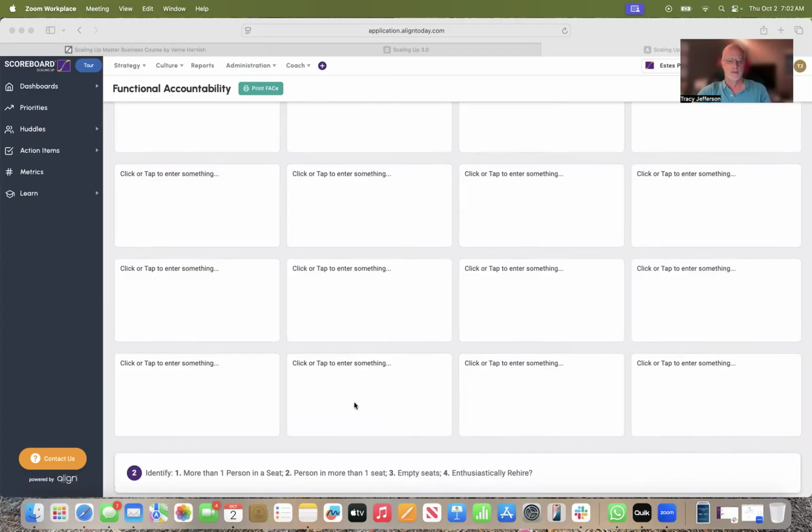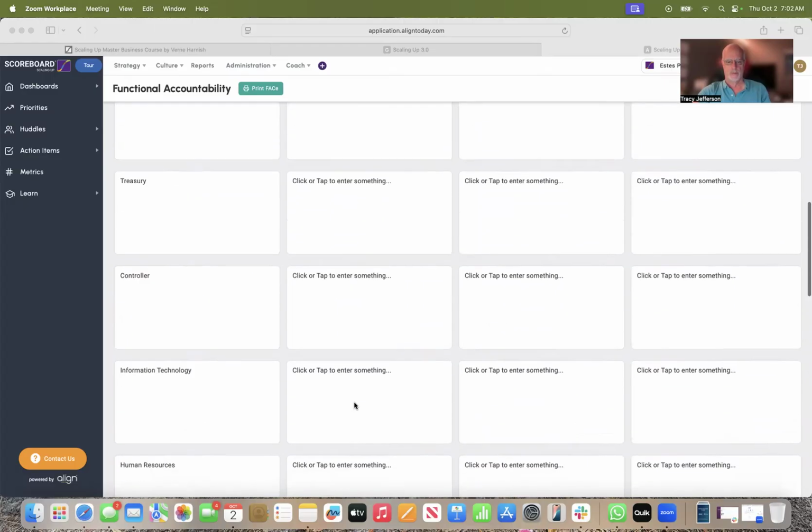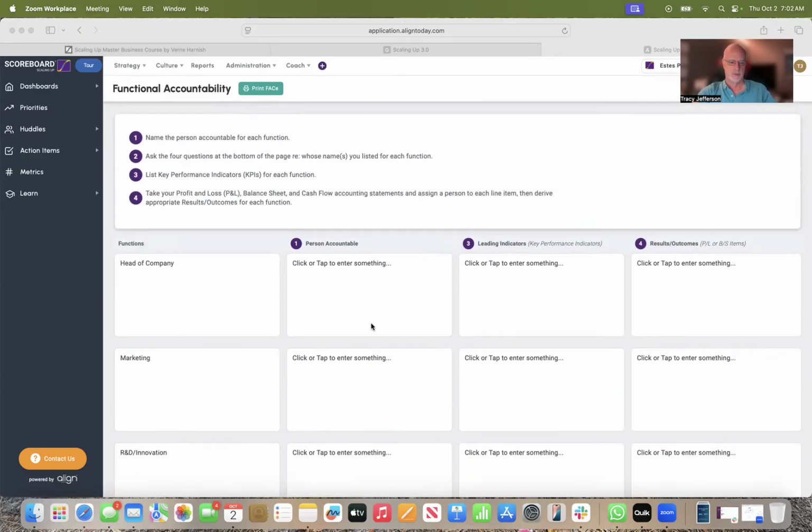And the question about anybody who's functionally accountable there: would you enthusiastically rehire them? Okay, that's an important question. Is it somebody who you really feel is the right person there? And then three and four are backwards because you need to determine what are the results and the outcomes desired in order to create leading indicators to measure the success or determine if there's failure. So that's the traditional way of doing that.